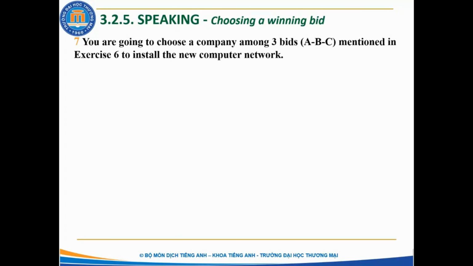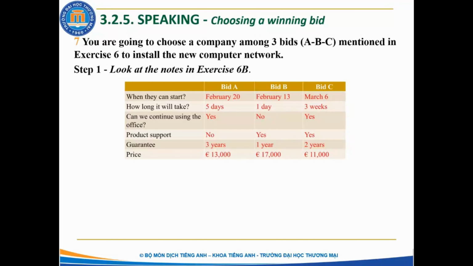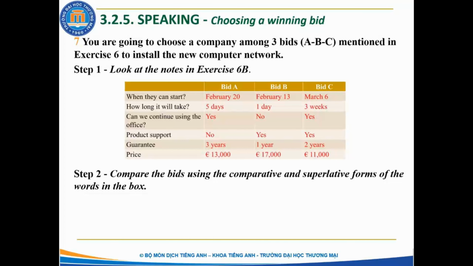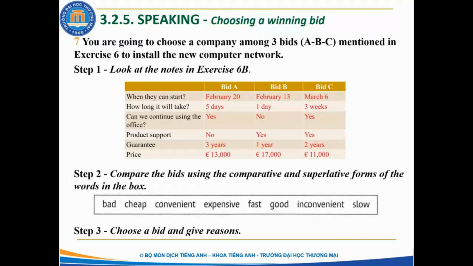Now let's move to speaking part. In this part, you are going to choose a company among 3 bids A, B, C mentioned in exercise 6 to install the new computer network. Please follow 3 steps. Step 1, look at the notes in exercise 6B. Step 2, compare the bids using comparatives and superlatives form of the words in the box. And step 3, choose a bid and give reasons.